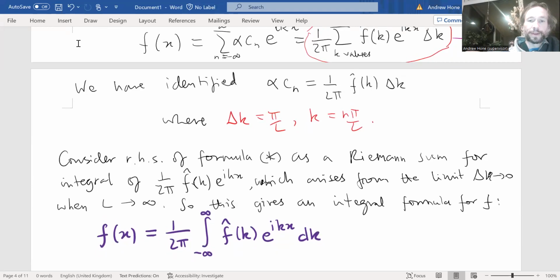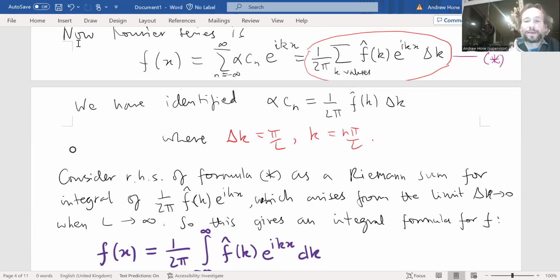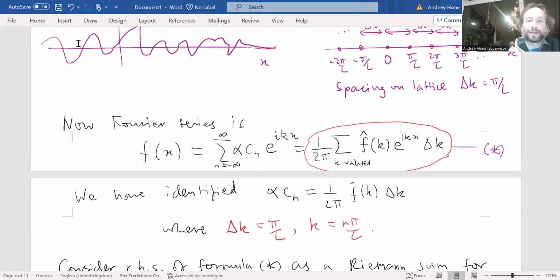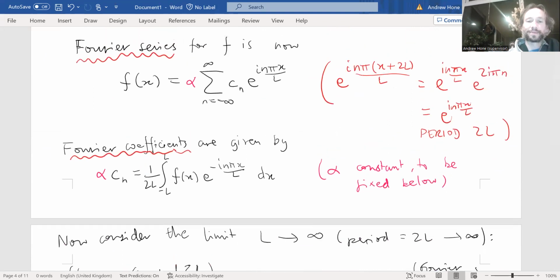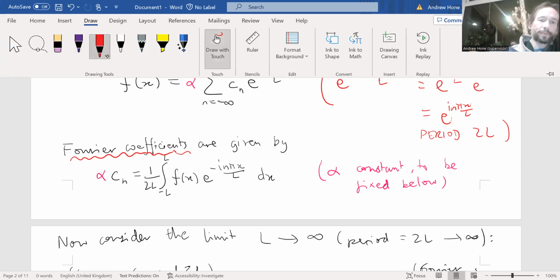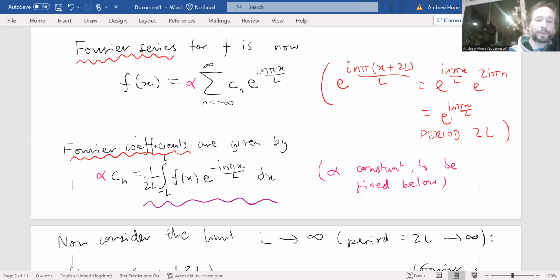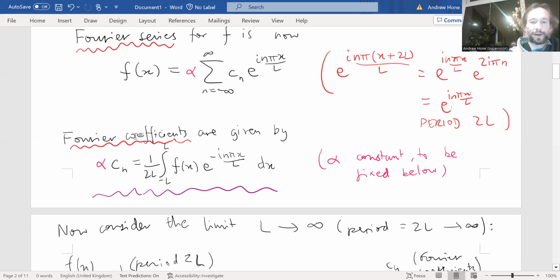So the question is, there should be, this is the formula star up here. So what I want to do is go back to the formula for Cn, which was here. Okay, so now I want to look at this formula. So let me circle this one. Okay, so this formula here, I want to figure out what.